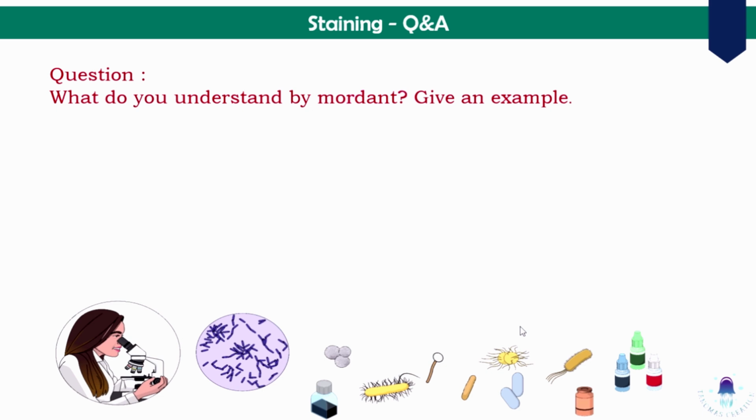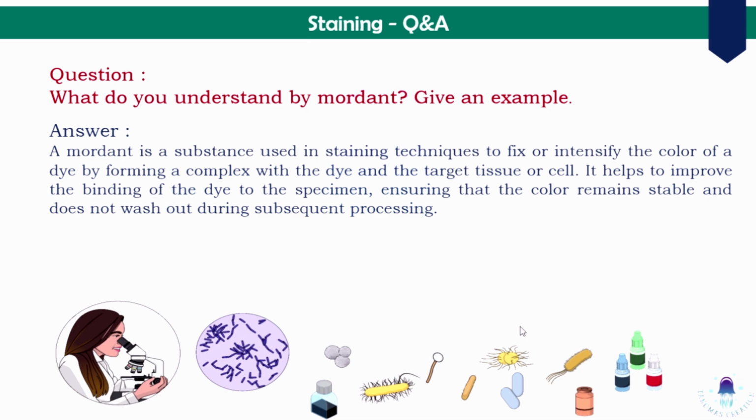Question: What do you understand by mordant? Give an example. Answer: A mordant is a substance used in staining techniques to fix or intensify the color of a dye by forming a complex with the dye and the target tissue or cell. It helps to improve the binding of the dye to the specimen, ensuring that the color remains stable and does not wash out during subsequent processing.